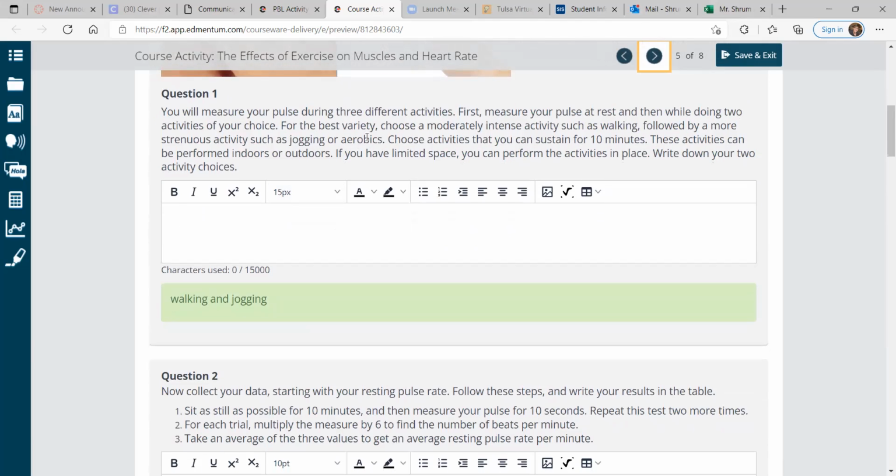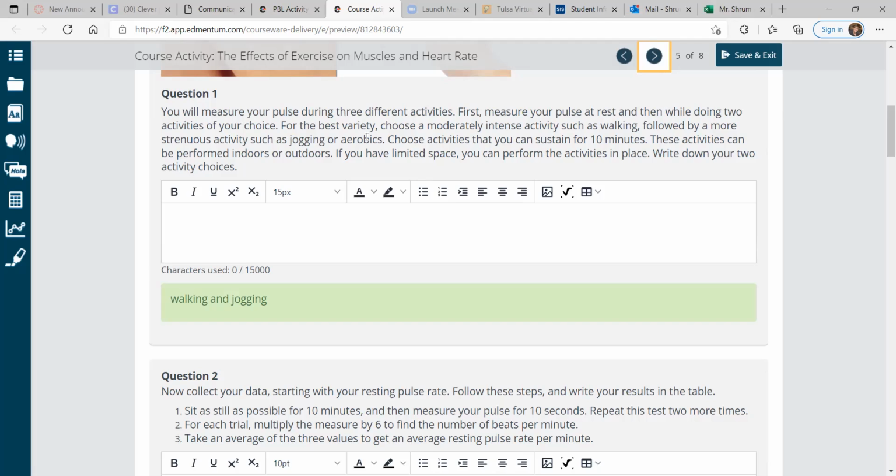And we're going to measure the pulse during 3 different activities. So, first, you want to measure your pulse at rest, and then while doing 2 activities of your choice. So, a moderately intense activity like walking, and then picking something more strenuous or intense like jogging, aerobics, or jumping jacks, push ups, something like that can get your pulse up. Jump rope if you want.